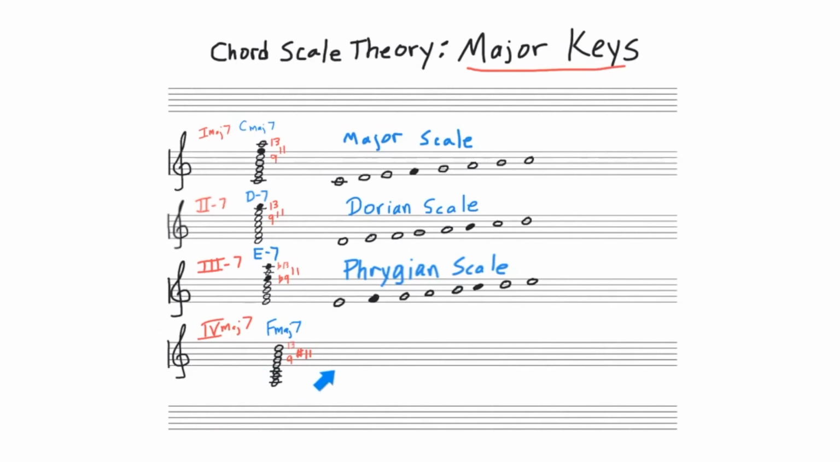Next, I will write out the scale using C notes from F to F. This is the Lydian scale, and it corresponds to the 4 chord in a major key. Notice that there are no avoid notes in this chord or chord scale.